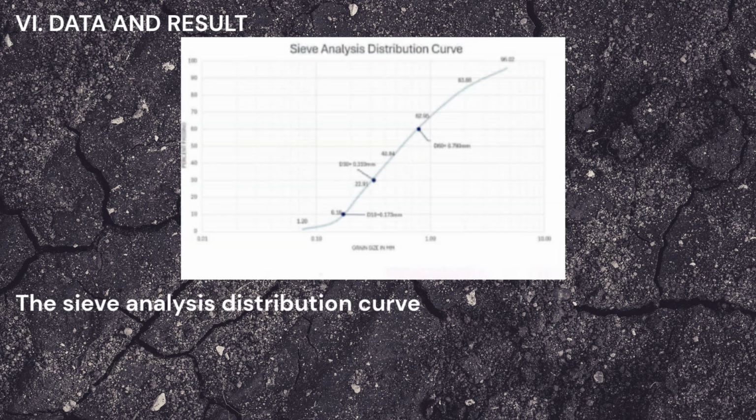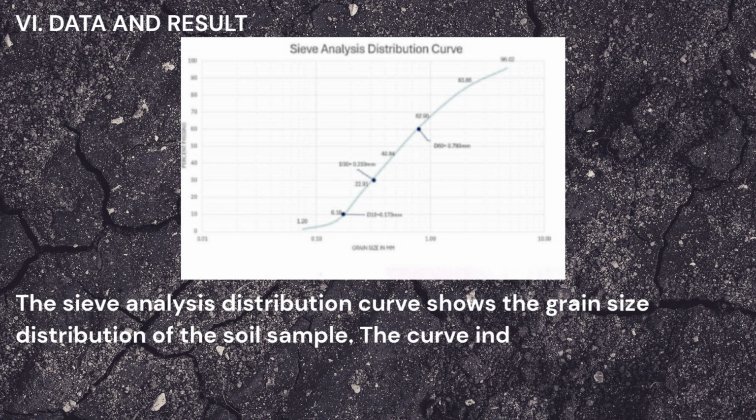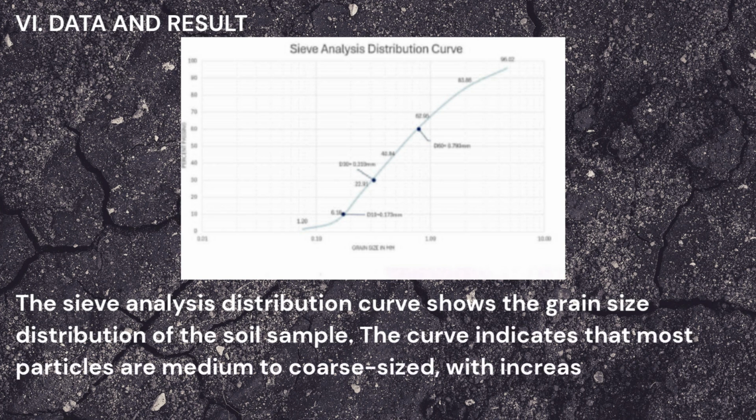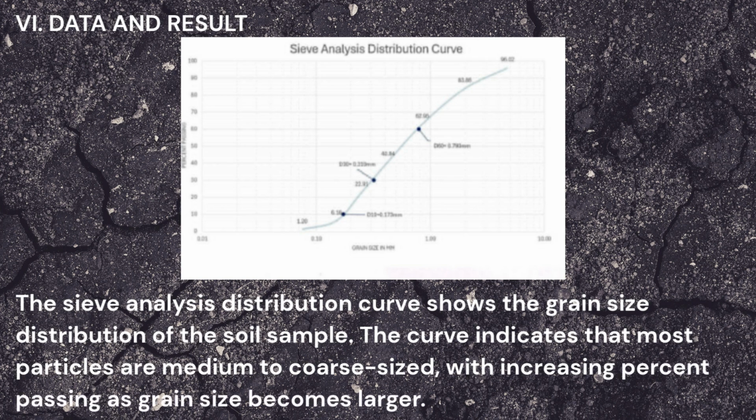The sieve analysis distribution curve shows the grain size distribution of the soil sample. The curve indicates that most particles are medium to coarse sized, with increasing percent passing as grain size becomes larger.